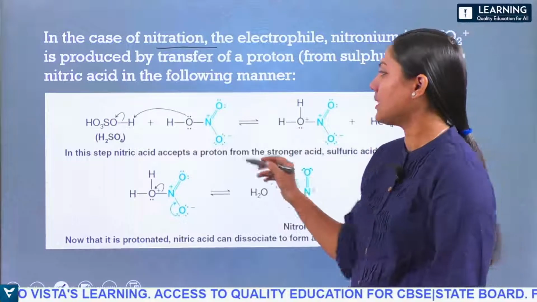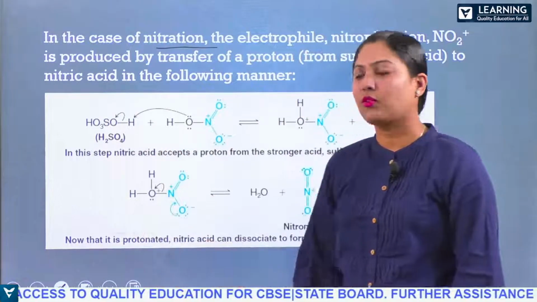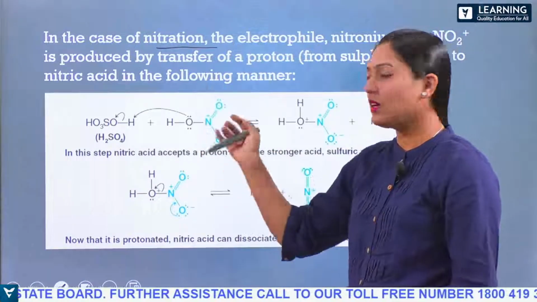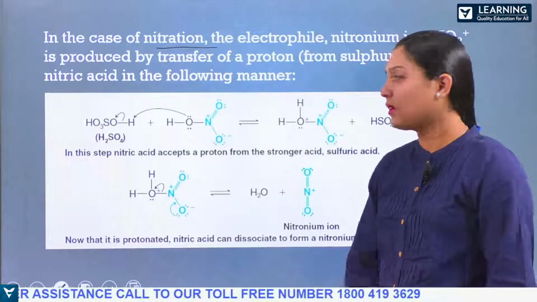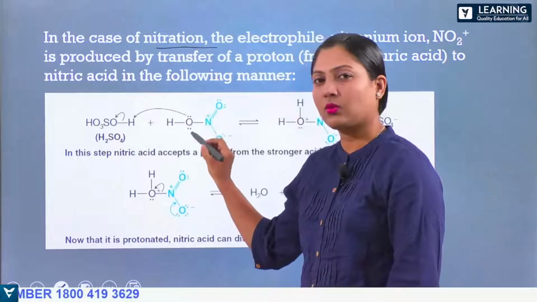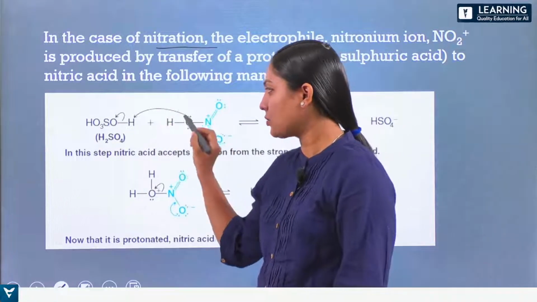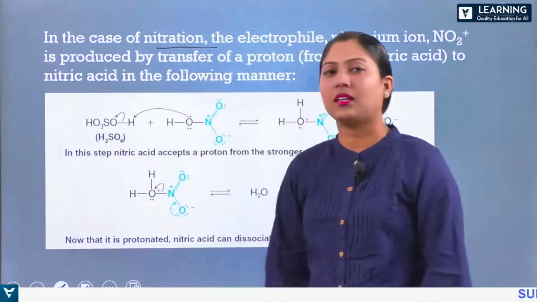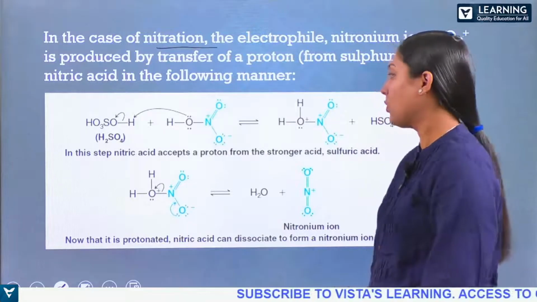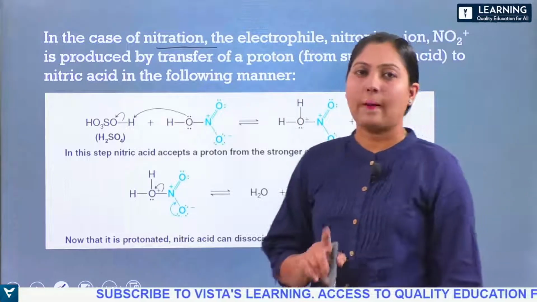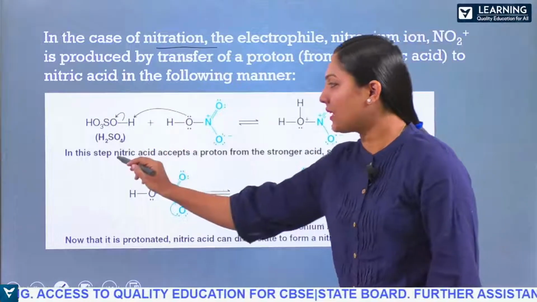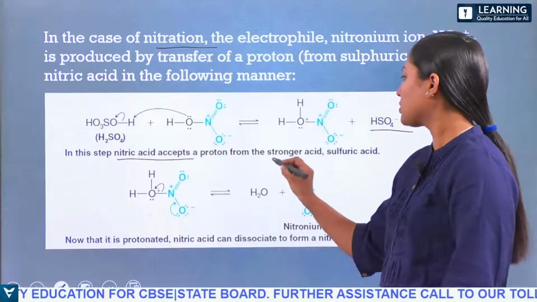Here you can see H2SO4 and HNO3 are being used. Here we want nitration, meaning a nitro group should be added to the benzene ring. So what we do is, here we have oxygen with two lone pairs, right? One lone pair will attract the hydrogen and this negative charge will be taken by the oxygen. So we get HSO4 minus, whereas we also get this complex where the nitric acid accepts a proton to form a strong acid.